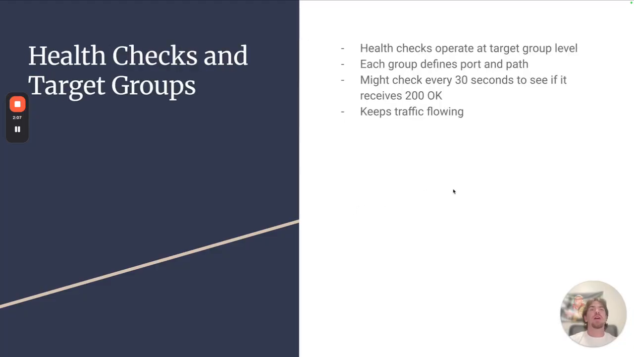Next, we have our health checks and target groups. Health checks for ALBs operate at the target group level. Each target group defines a path and port that AWS uses to test whether a backend is functioning properly. For example, it might check /health every 30 seconds, and if the server doesn't respond with 200 OK, that instance is removed from the rotation. This helps keep traffic flowing to healthy, responsive targets.